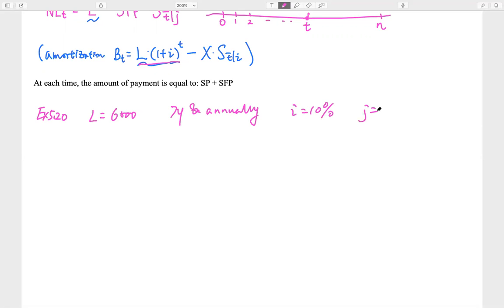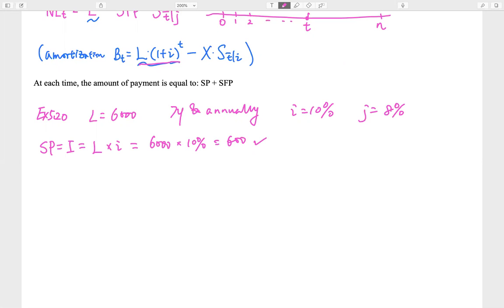And this money earns interest at 8%. So in this question, I and J are different. First of all, I can easily calculate the interest, which is equal to the service payment. It's the loan amount times the loan interest rate: 6,000 times 10%, so it's easily 600. Okay, that part I already know.